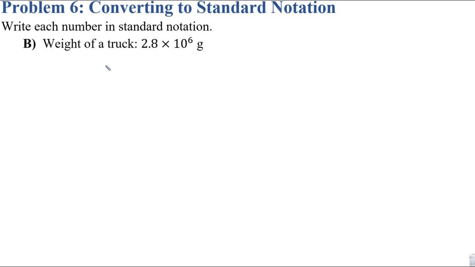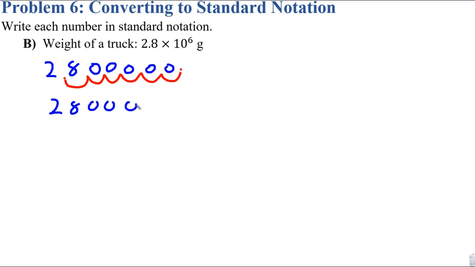All right, last conversion. Weight of a truck, 2.8 times 10 to the 6th. We'll take the 2.8, and we'll move that decimal place 6 times. 1, 2, 3, 4, 5, 6. We'll put zeros in between each of those spaces we moved. And we can write that as 2,800,000 with the decimal place at the end.